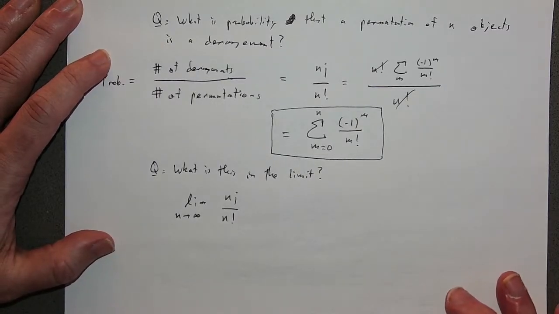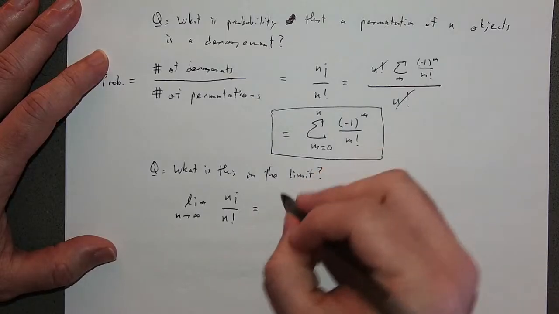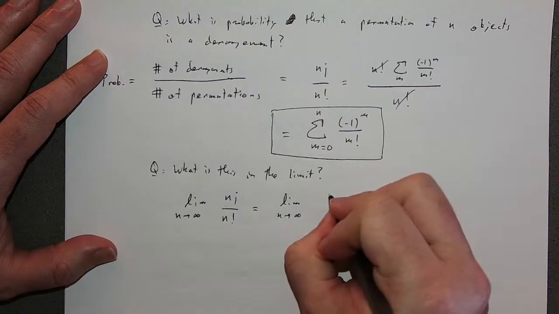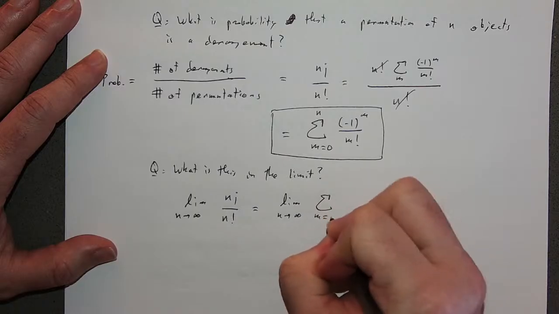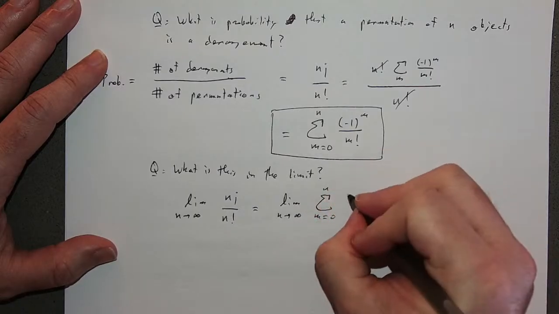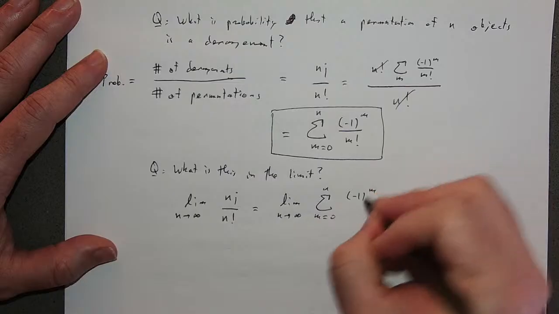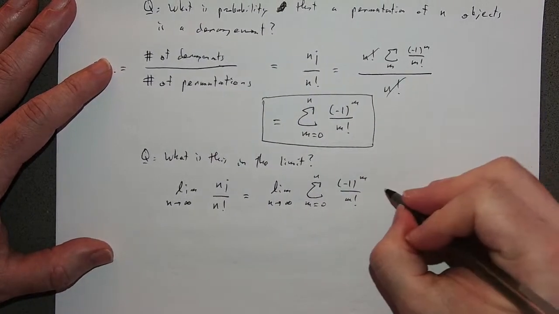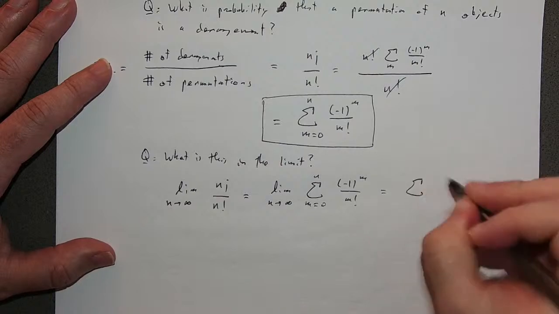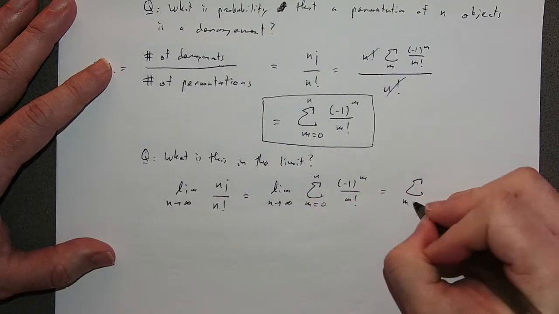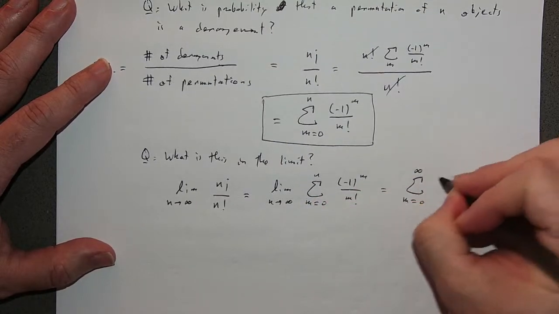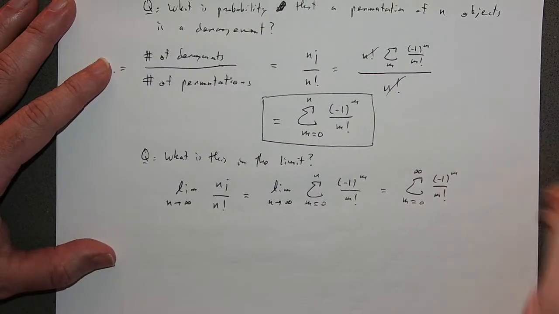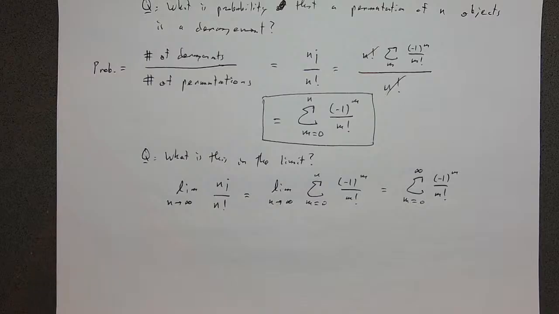Well, this is the limit as n goes to infinity of the sum from m equals 0 to n of minus 1 to the m over m factorial. That is, this is a sum. We have another way of writing this, of course. This is the sum from m equals 0 to infinity of minus 1 to the m over m factorial. Could someone tell me what that is?